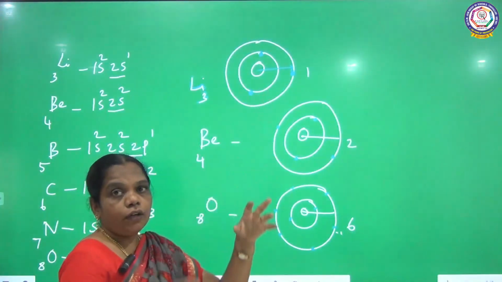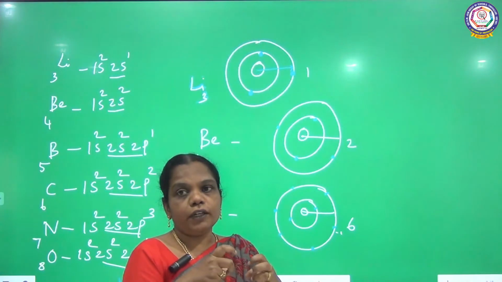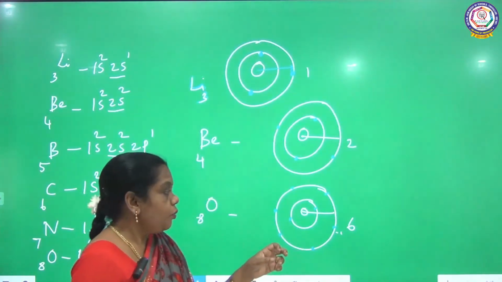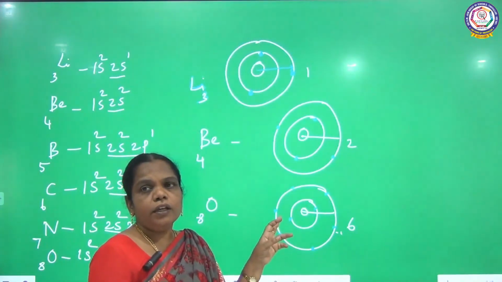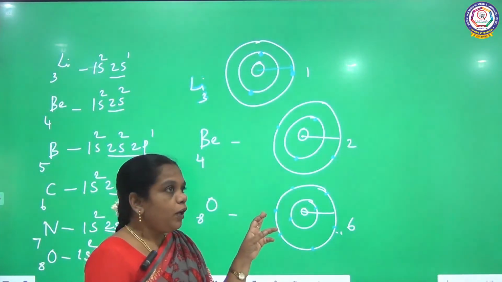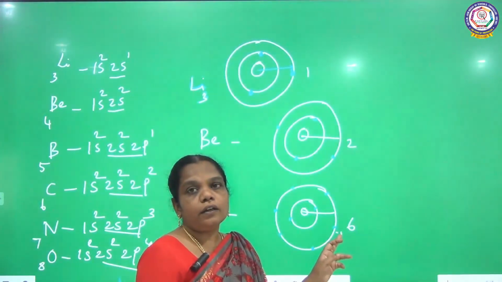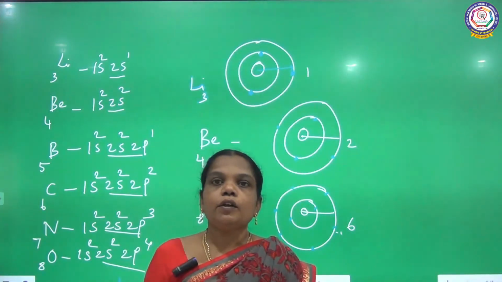Understand? So the electrons are going to move towards the nucleus. So the attraction is more and the size is going to be reduced. If they are more attracted towards the nucleus, it is very difficult to remove the electron. So ionization energy is nothing but the minimum energy required.